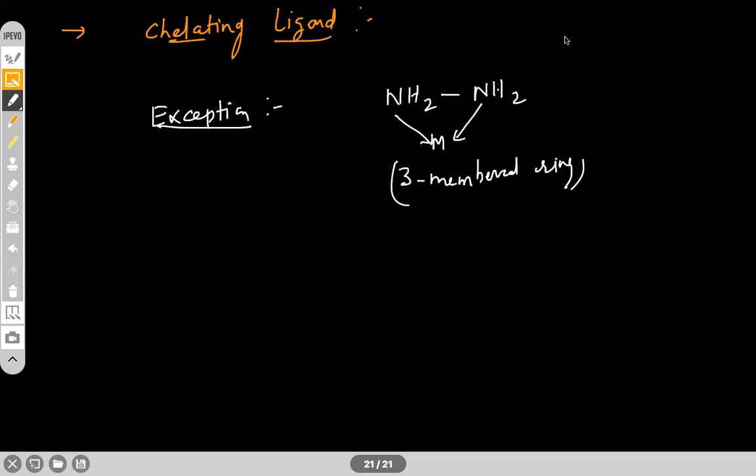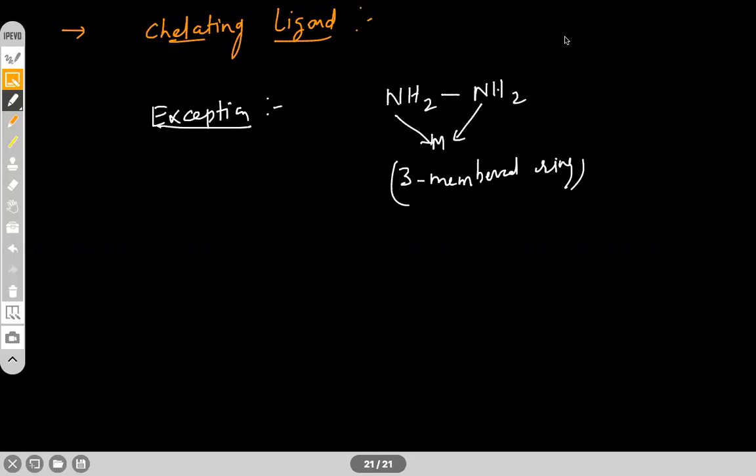Sir, other polydentate ligands that form a three-membered ring are stable, sir. No. A three-membered ring is not stable. I'm just giving you an example. It's not like because of hydrazine it is not stable. If three-membered rings are forming, then it is not stable in the normal case.